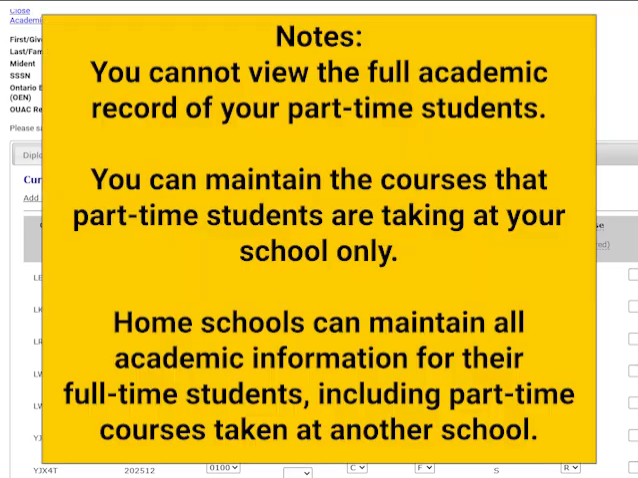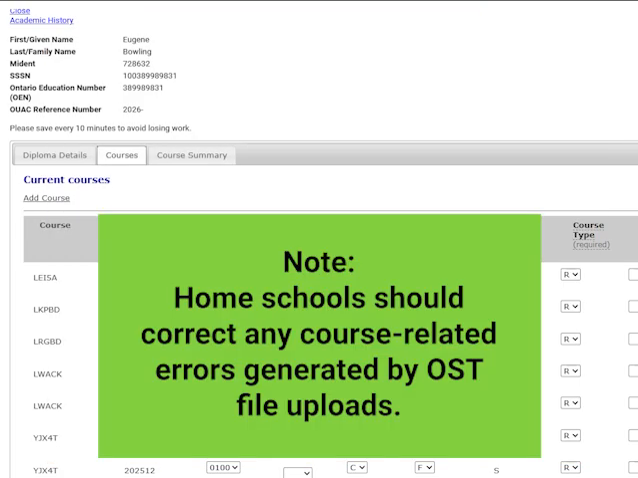Notes: you cannot view the full academic record of your part-time students. You can maintain the courses that part-time students are taking at your school only. Home schools can maintain all academic information for their full-time students, including part-time courses taken at another school. Home schools should correct any course-related errors generated by OST file uploads.